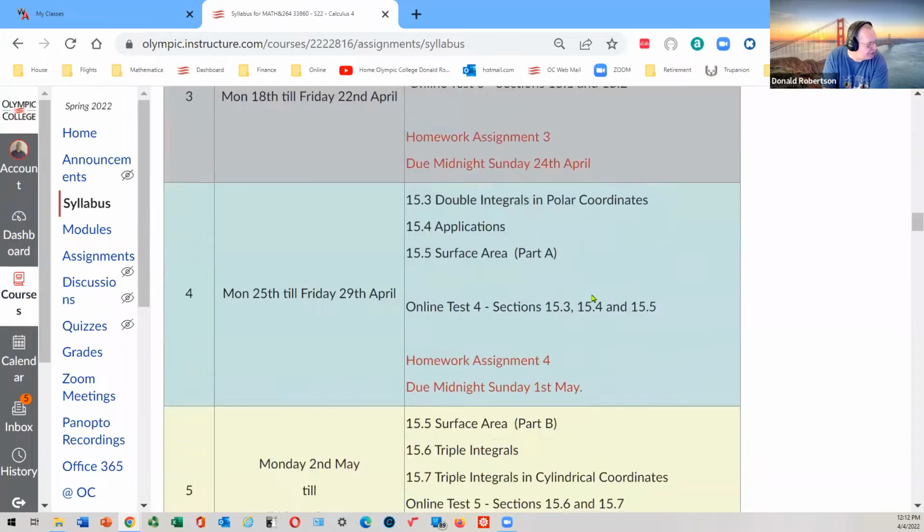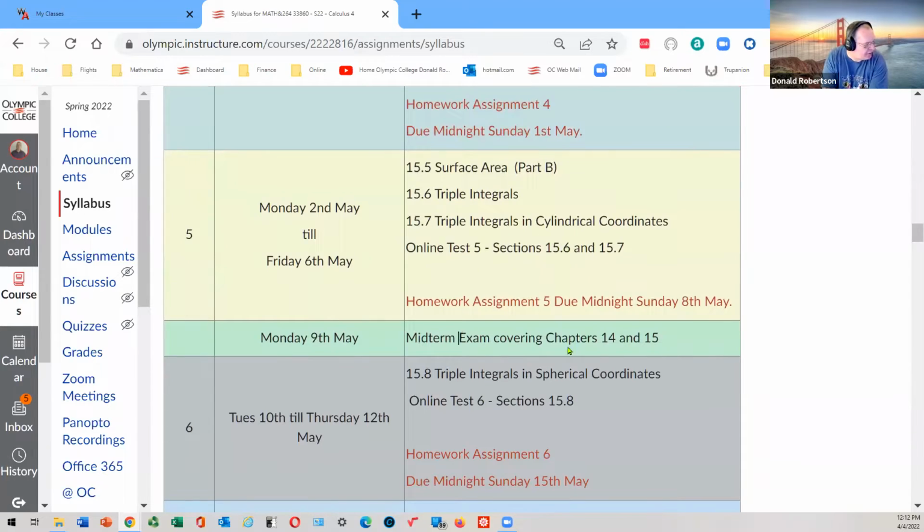Week 2, week 3, week 4, week 5, there's your midterm. The midterm will be on ground. It will be in class, and I think it will be a 2 or a 3 hour. I haven't made up my mind yet, but it will start at 12 and finish at 2, or start at 12 and finish at 3.